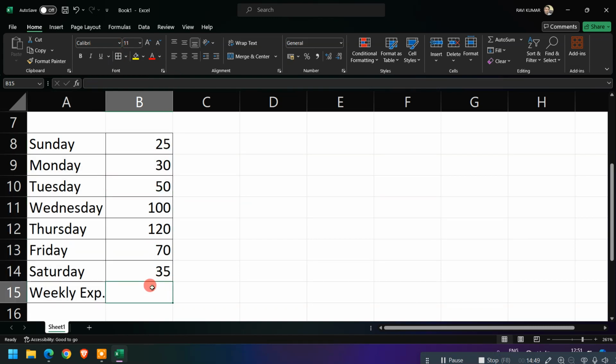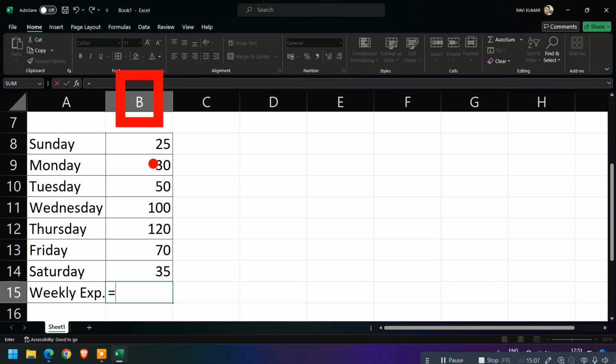To find the weekly expense, put the equal symbol and then write the cell address, or cell reference. For the value 25, the address is B8. How do I say that? You can see 25 is in column B and at row number 8, that's why I say B8. If you want 30, then B9. For 50, B10, like that.